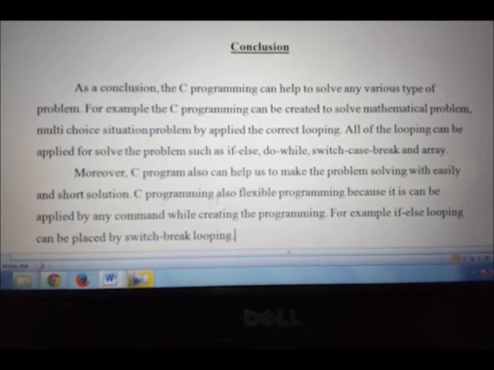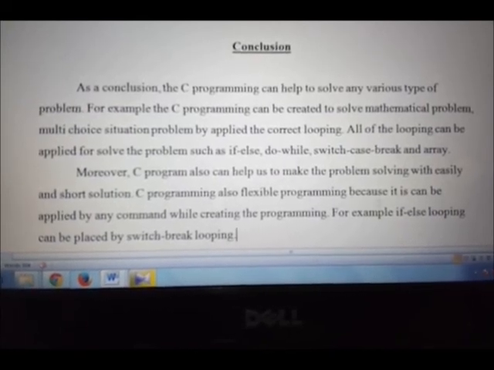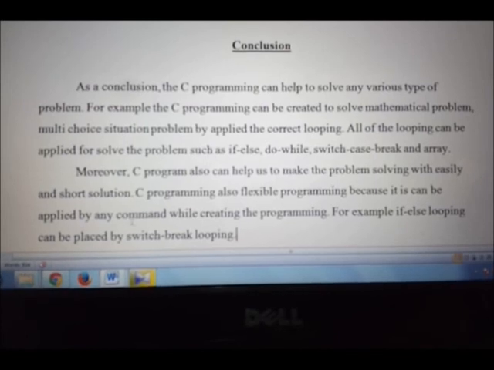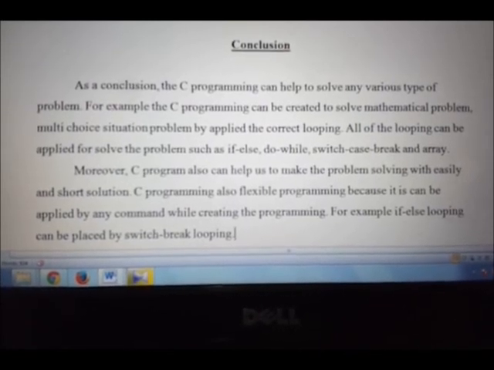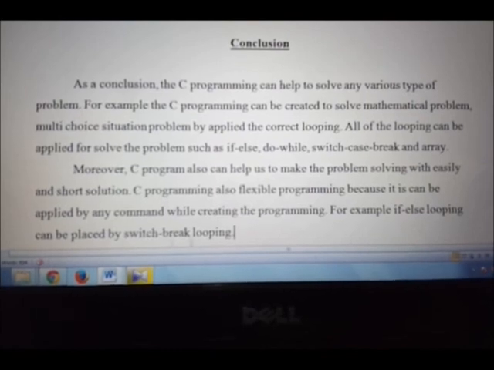C programming is also flexible programming because it can be applied by any command while creating the programming. For example, if else looping can be replaced by switch break looping.